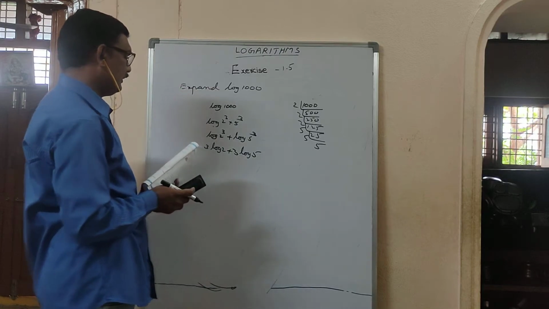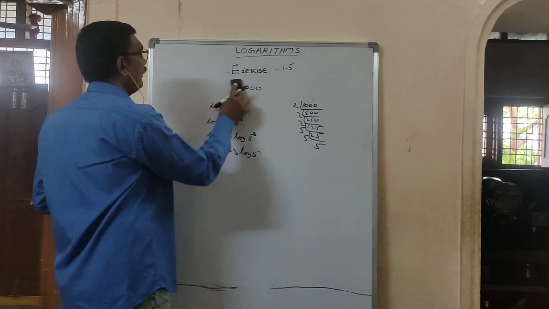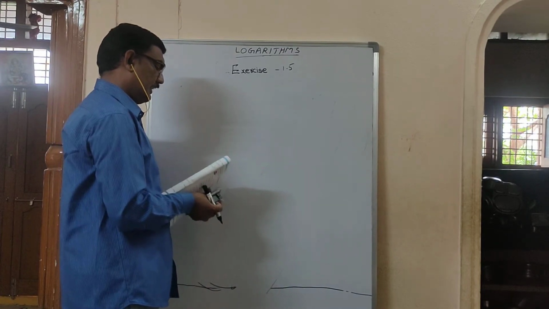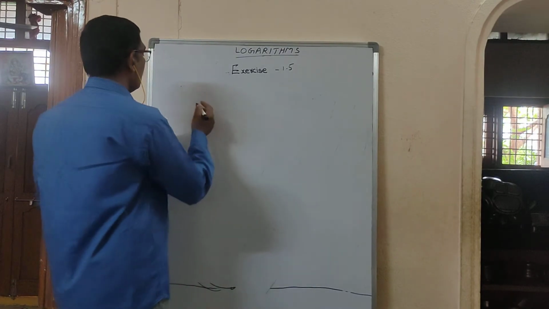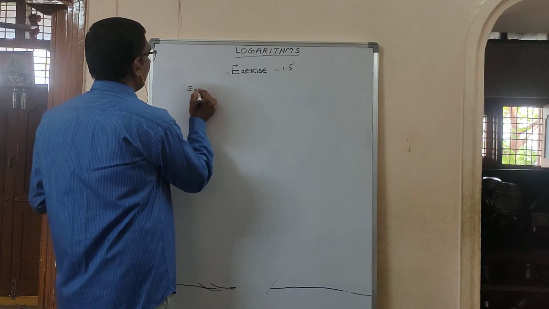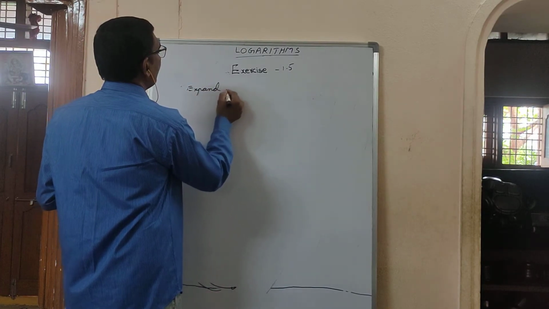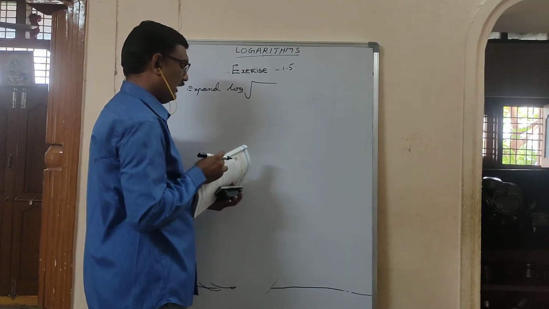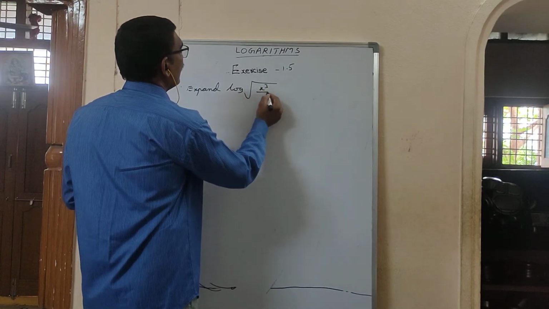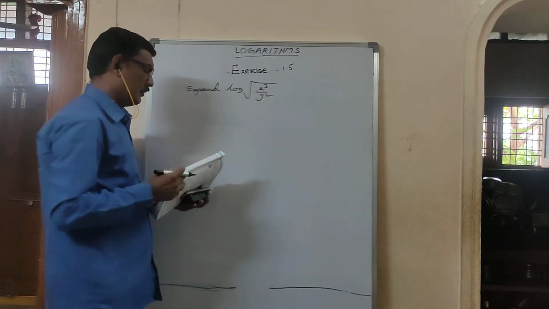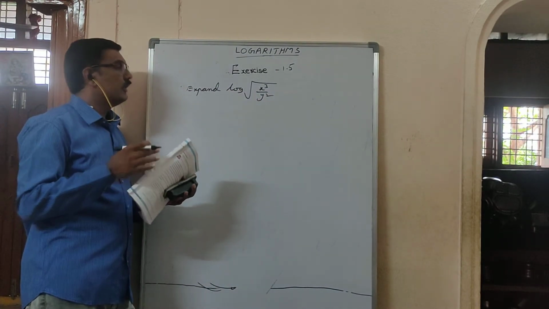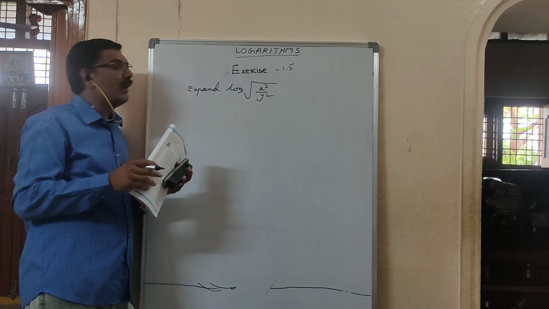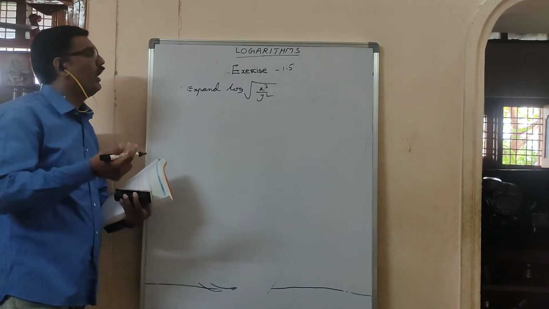Okay, so one more if you want. I'll do the last one, that is the fifth question. Expand only. Expand log under root x cube by y square. See, you have to do expansion. Instead of numbers they gave alphabets. How you have to expand?